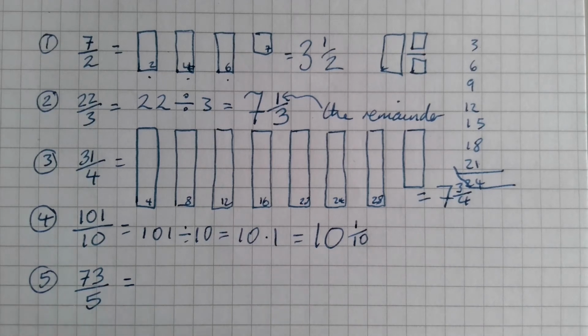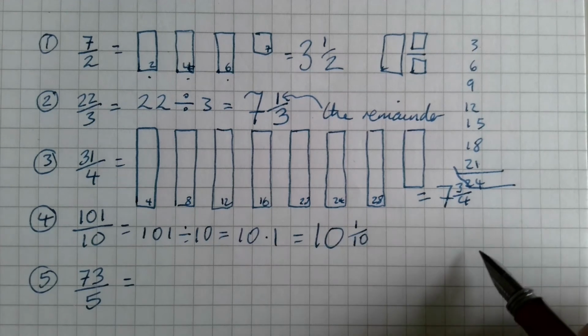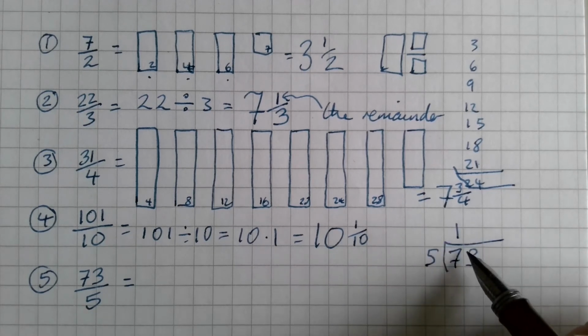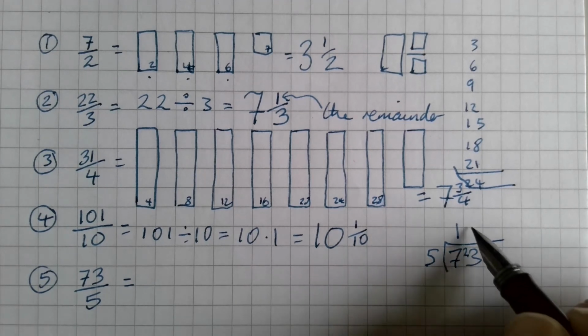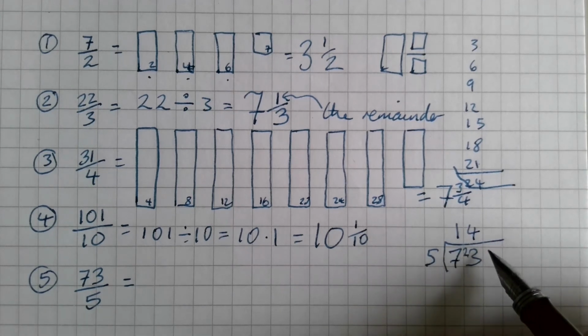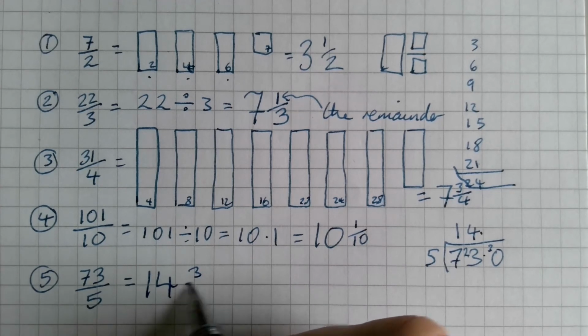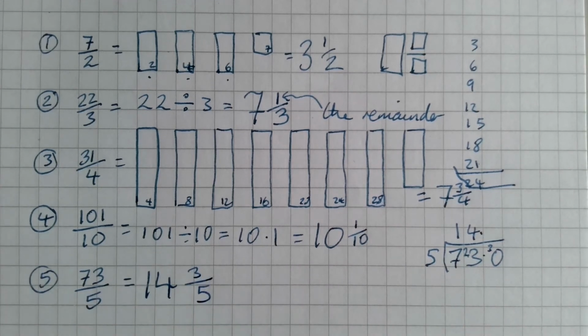So then if we do the same idea for 73 divided by 5, because I don't want to do that many rectangles. 7 goes into 73. How many times? Well, we could do a little bus shelter here, couldn't we? And that will make it quicker because 5 goes into 7 once with 2 remaining. And that's 2 10s, so this counts as a 20. So 5 into 23. 5, 10, 15, 20. 4 5s are 20 with a remainder of 3. So we're talking 14 with a remaining 3/5 left over. Okay, so that's top heavy fractions into mixed numbers.